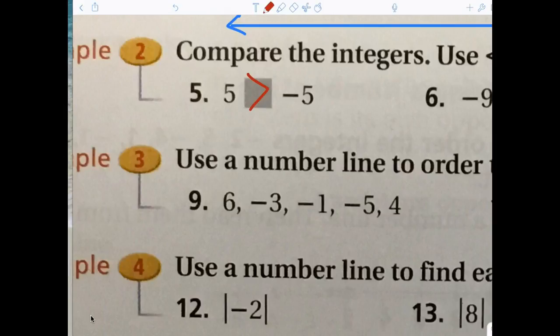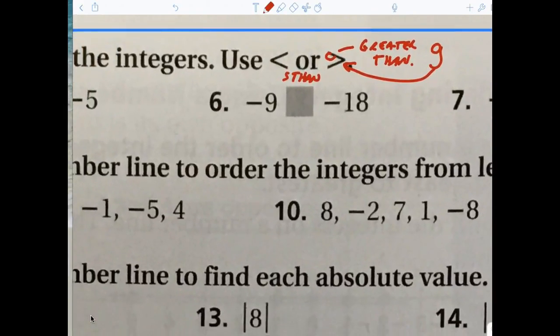All right, number 6, here we go. We're comparing -9 to -18. -9 is obviously greater than. Now, most people make a mistake on this. Would you rather owe 9 or would you rather owe 18? You'd rather owe 9. You with me on that? So that means owing 9 is greater than owing 18. If you already know that, you're in good shape.